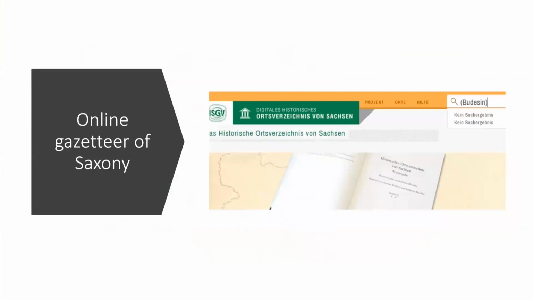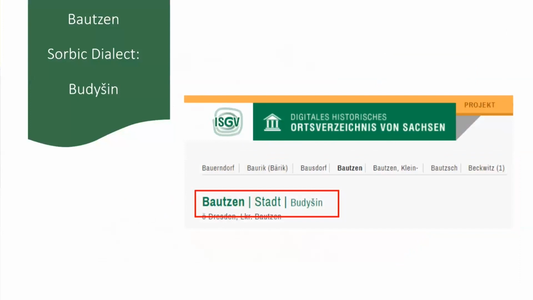The Saxony Gazetteer, Historisches Ortsverzeichnis von Sachsen, was searched online. In the search field, I entered Budesen. The entry came up showing that the city of Bautzen was also known as Budesen, which is the Sorbic or Slavic language name for it. When the patron looked up Bautzen in the library catalog, she found records and resources that spanned from the 1400s to 1900s.